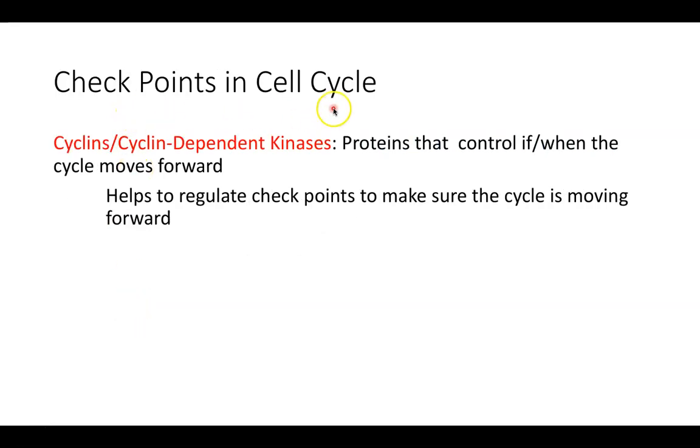Also, when we're talking about the cell cycle, there are a few terms here. One is called cyclin or cyclin-dependent kinases. So if you see, this is an enzyme, and these are enzyme proteins that control if and when your cycle moves forward. Now, this is really important.